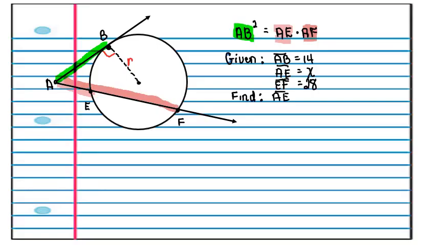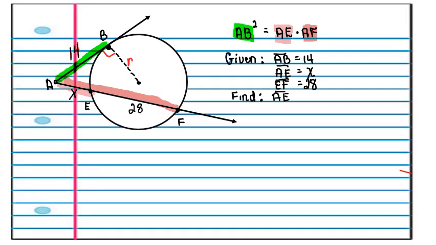We are given that we have a tangent line AB to the circle, and the tangent squared equals the external secant times the whole secant. And so we're just going to plug our little numbers in. A to B equals 14. I think I'm going to change that to black. There we go. Like that much better. And A to E is x. And E to F is 28.